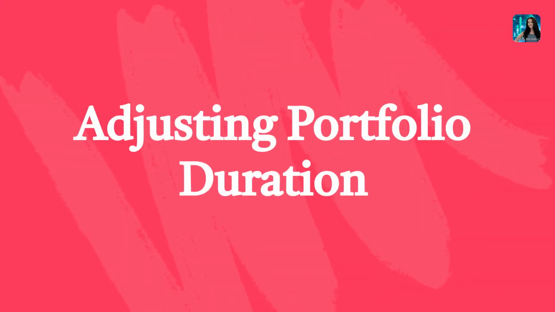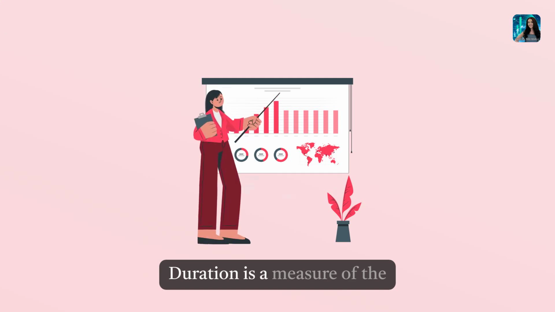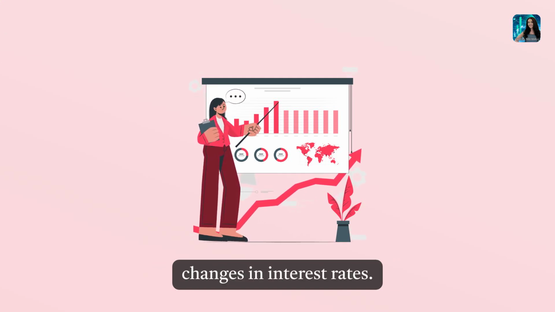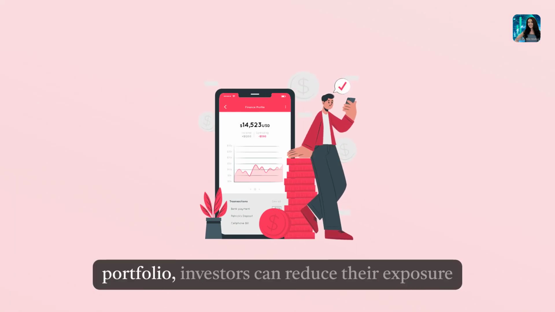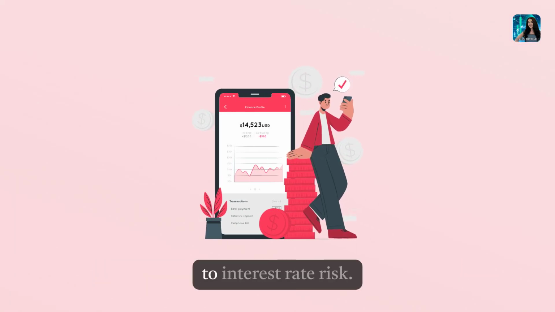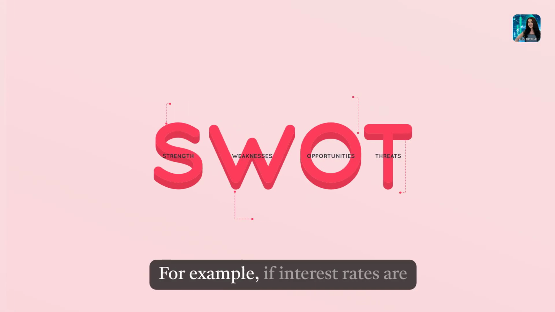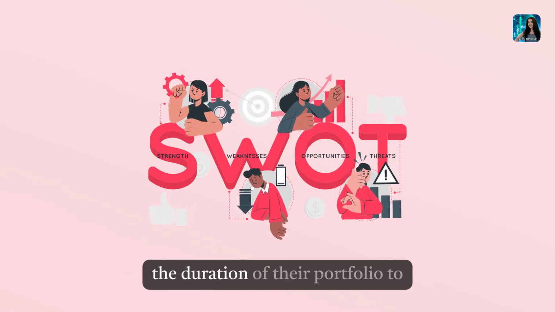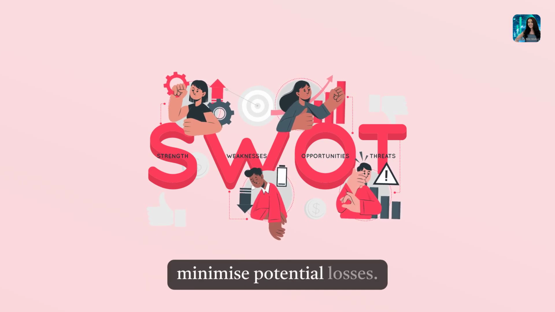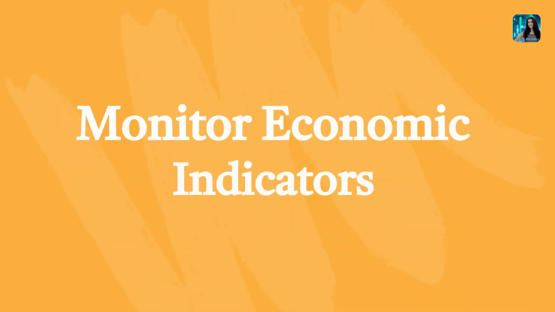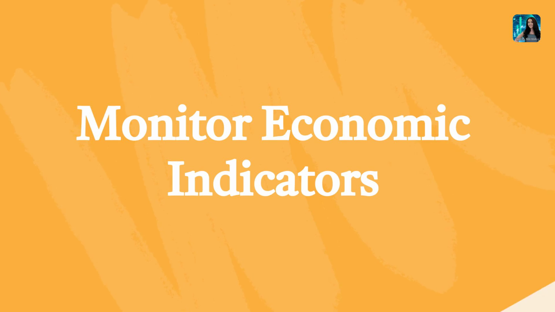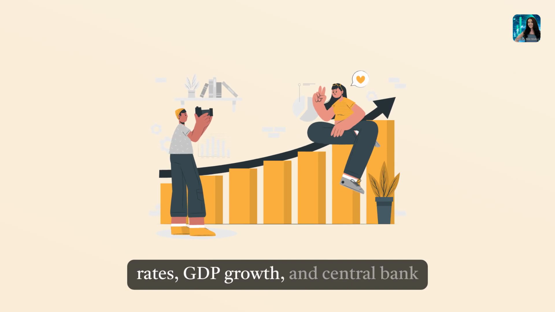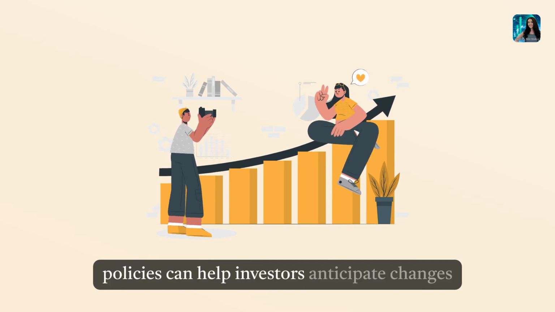Adjusting portfolio duration. Duration is a measure of the sensitivity of a bond's price to changes in interest rates. By adjusting the duration of a portfolio, investors can reduce their exposure to interest rate risk. For example, if interest rates are expected to rise, investors can shorten the duration of their portfolio to minimize potential losses.